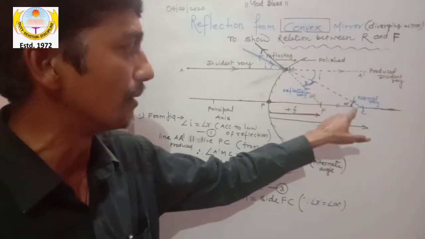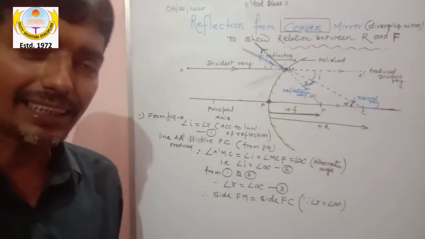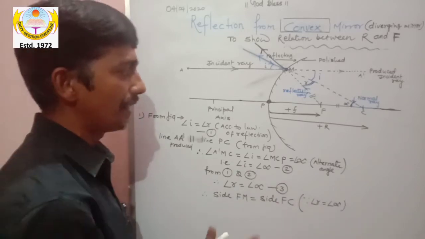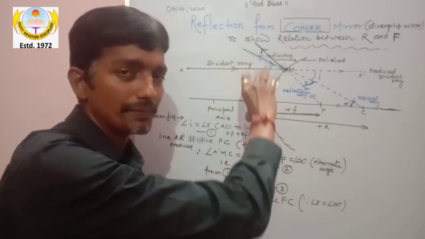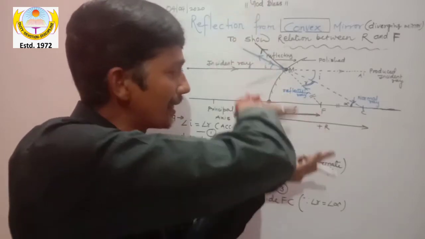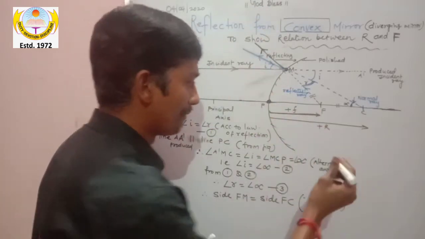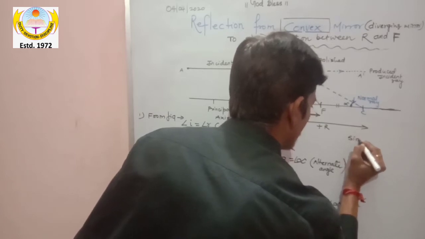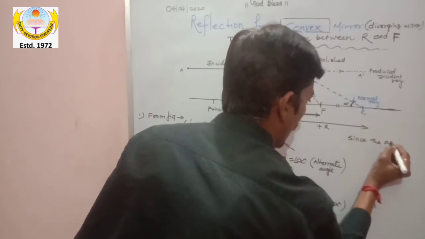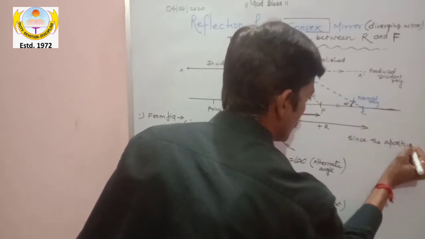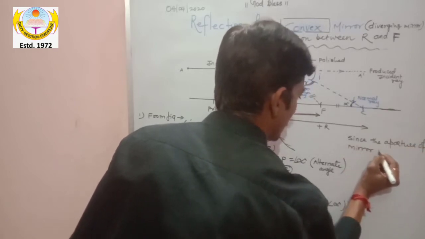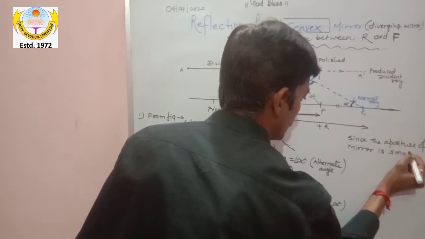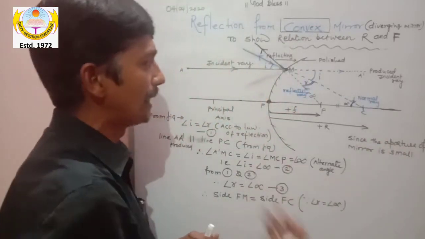Now my dear, my next assumption: you all understood FM is equal to FC, because angle R and angle alpha are equal. Now the next step: as I said, the aperture of the mirror is very small. So I will write, since the aperture of the mirror is small.